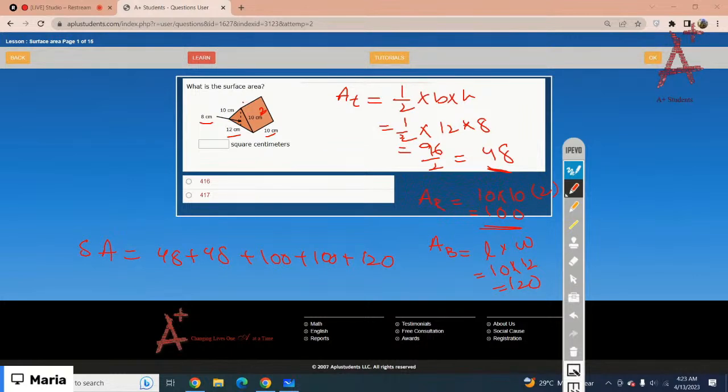So 320 and 96 is, I think 416 is the correct option. Let me just see if we add 320 plus 96. Yes, that would be 416. So option number 1 is the correct option. Got it?